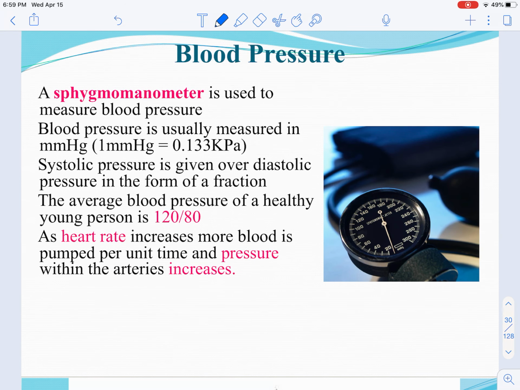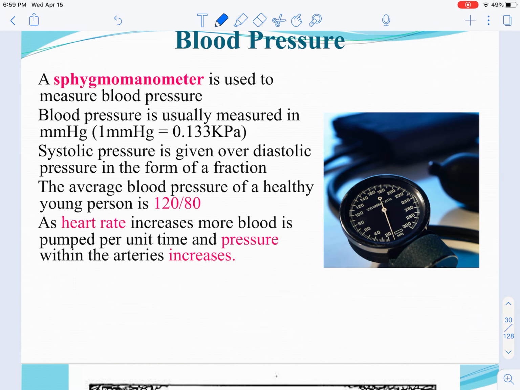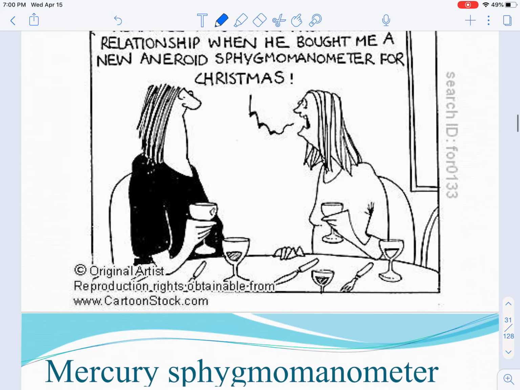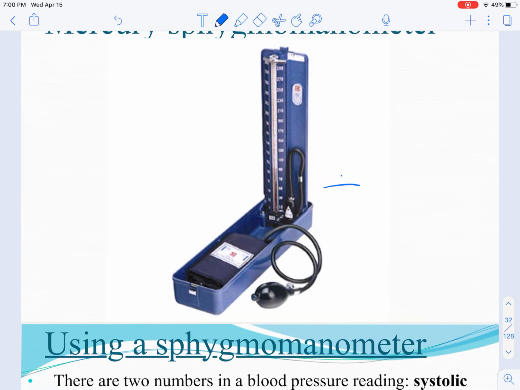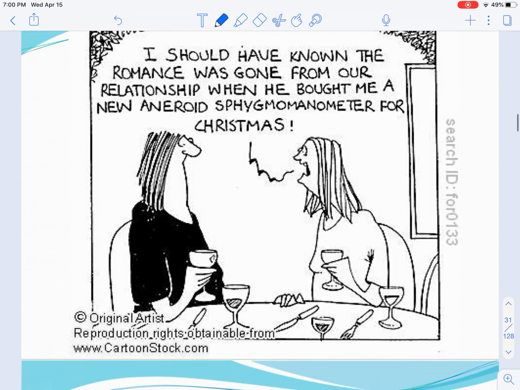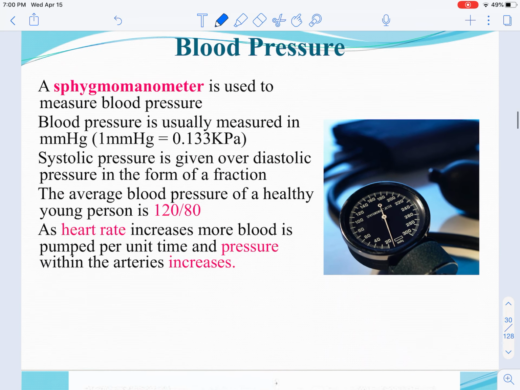A sphygmomanometer, big word, but that is the machine that you either manually pump a little cuff or you just hook it up and plug it in. The sphygmomanometer is used to measure blood pressure, and typically it's measured in millimeters of mercury, and that was used in the old mercury type sphygmos, and so they still use that as a unit today.